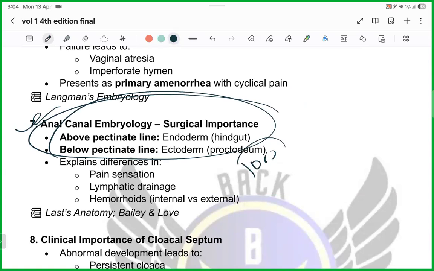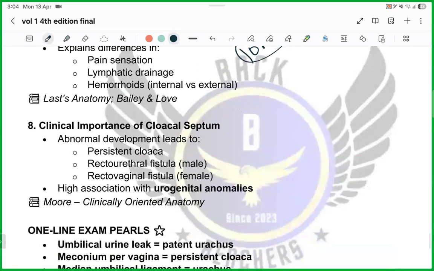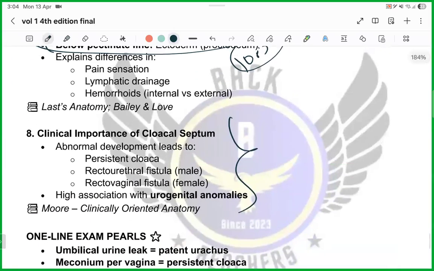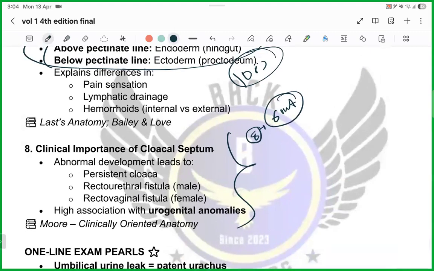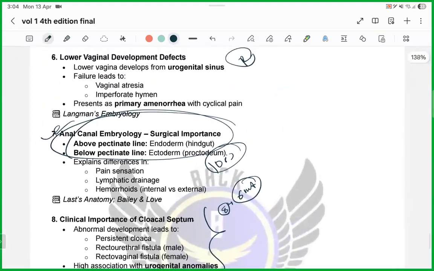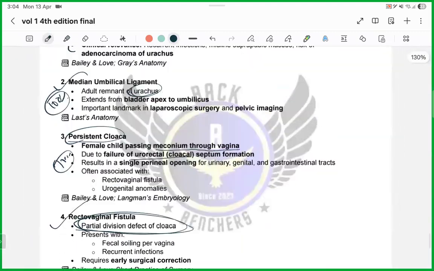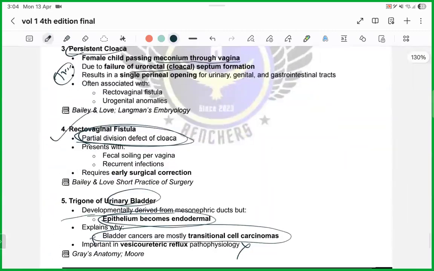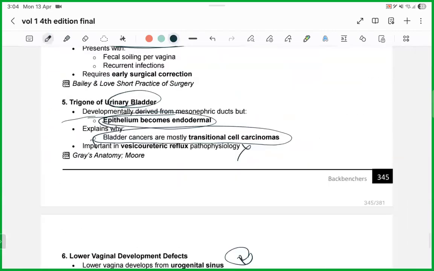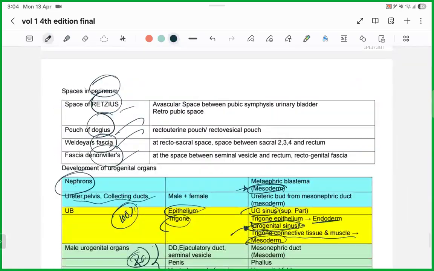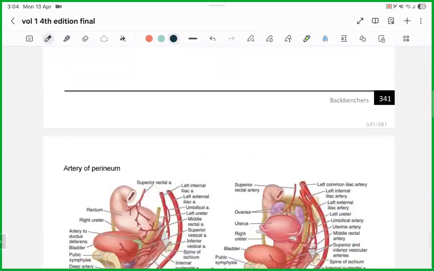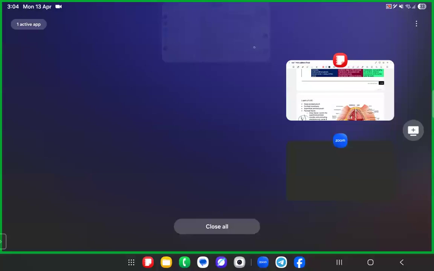So this is important. This is 100% important. And from these developmental anomalies, they give you questions, like 8 out of 8, 6 out of these frequently come in the exam. All of the things I have told you, these will come in your exam. So that's how our pelvis ends. Now let me show you the pudendal nerve a little bit from our anatomy model.